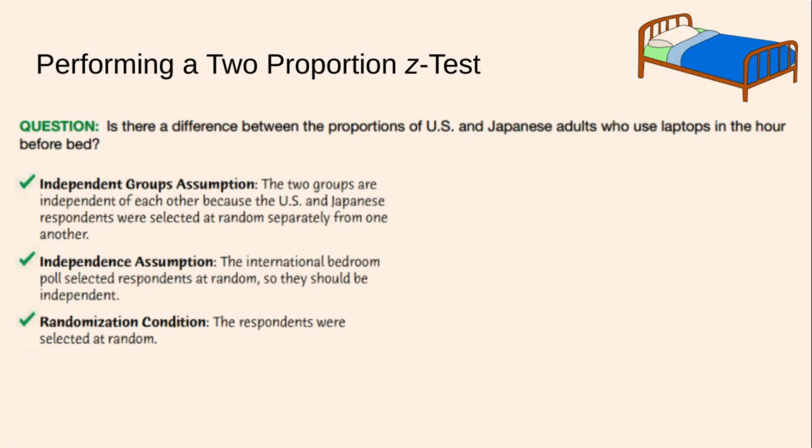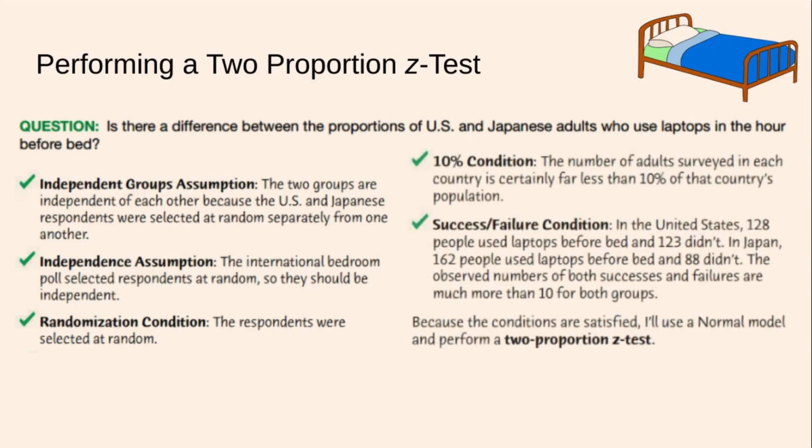Randomization condition was satisfied. The respondents were selected at random. 10% condition, the number of adults surveyed in each country is certainly far less than 10% of that country's population. We're talking about two of the most populous countries in the world. And we have the success-fail condition. In the United States, 128 people used laptops before bed and 123 didn't. In Japan, 162 people used laptops before bed and 88 didn't. The observed numbers of both successes and failures are much more than 10 for both groups.